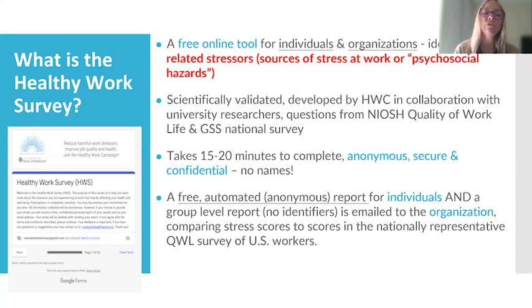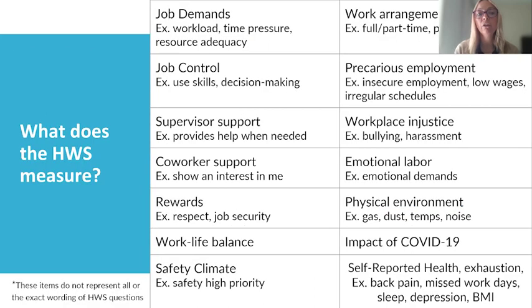There is one for individuals that they can elect to receive via email if they choose. And for an organization, a group level report is provided within 1 to 2 days of having their participants complete the survey. It's emailed to the organization, and like I said, you can compare your stress scores on the major stressors to the nationally representative Quality of Work Life Survey of U.S. workers.